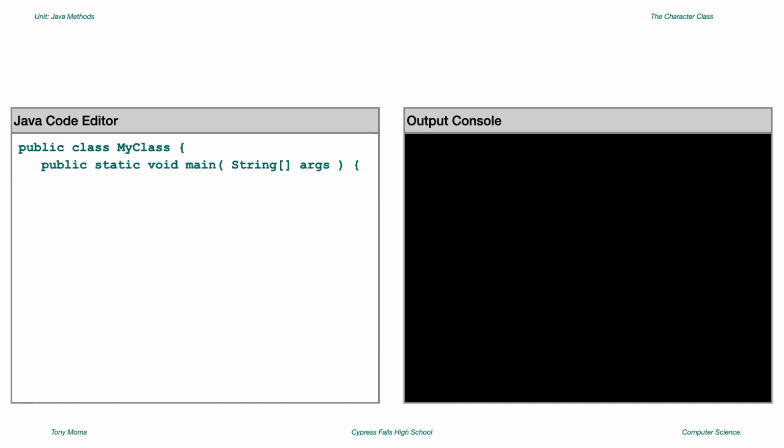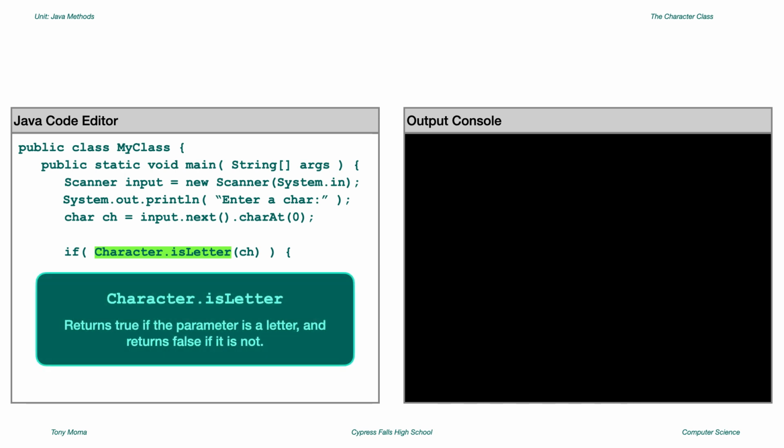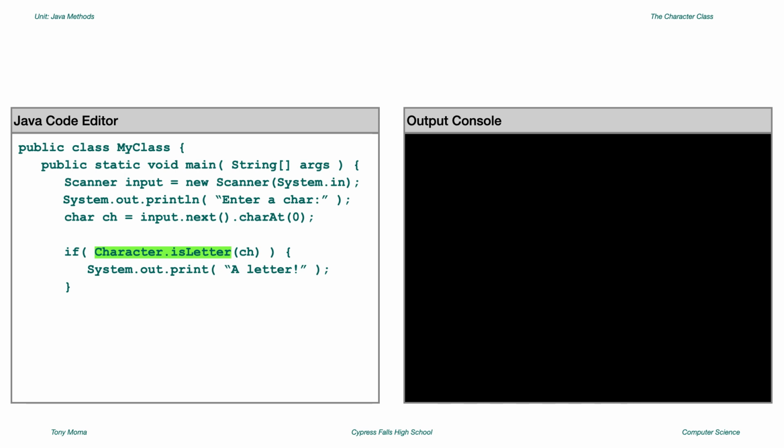So, to demonstrate, we'll start by declaring a scanner object that we're going to use to collect input. Then we're going to prompt the user to enter a single char. Then we're going to take the user's input, store it in a char variable. Now, suppose I want to determine whether or not the user entered a letter or not. I can determine this using the Character.isLetter method. Character.isLetter returns true if the parameter is a letter and returns false if it is not. So in this case, if what the user entered was a letter, Character.isLetter will return true, and thus we'll simply print out a letter. If it returns false, we'll simply output not a letter.